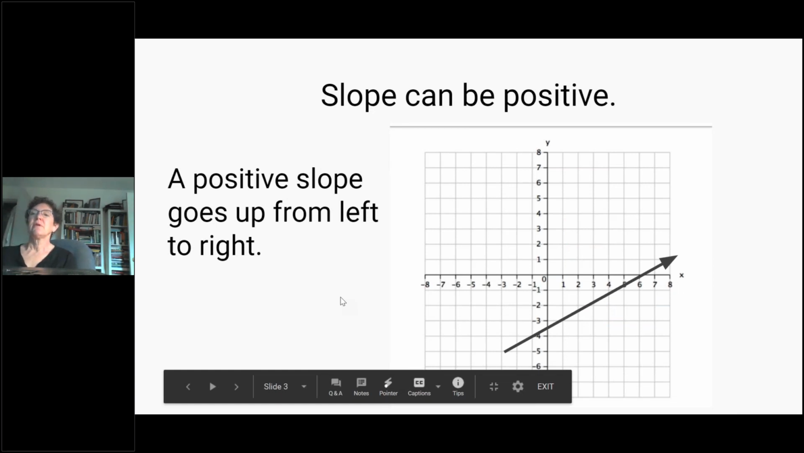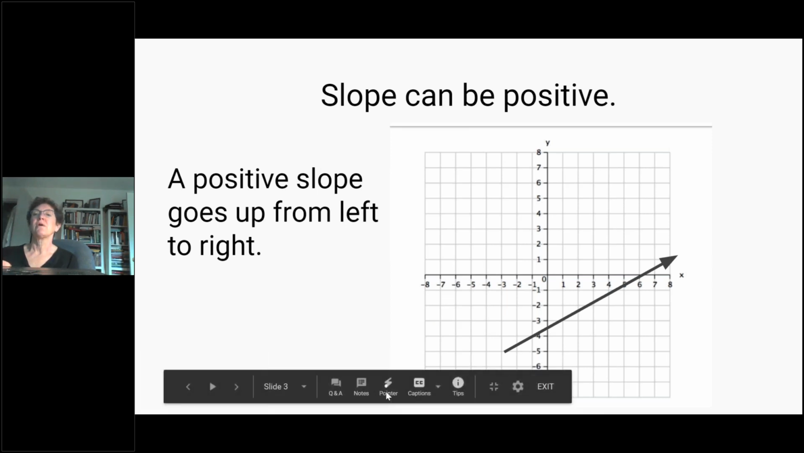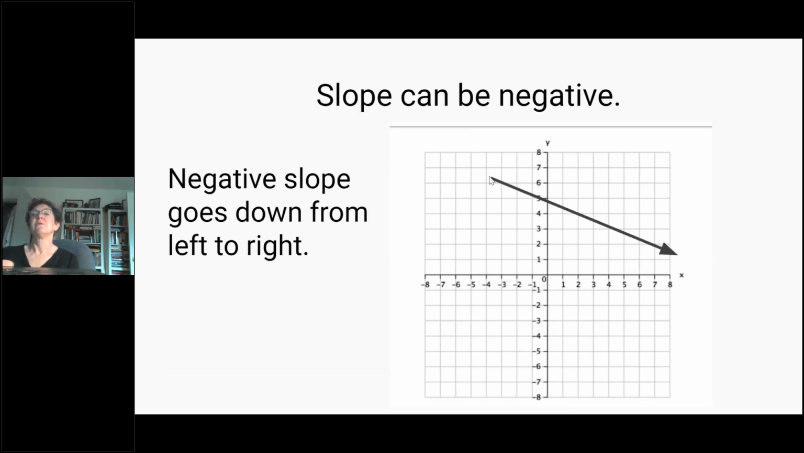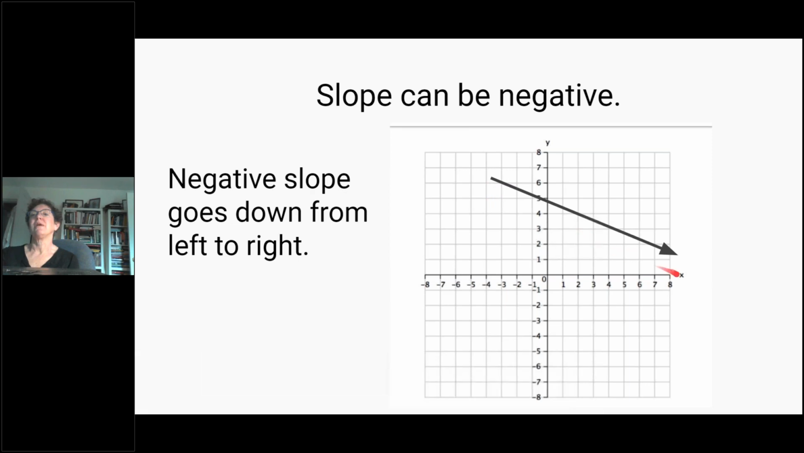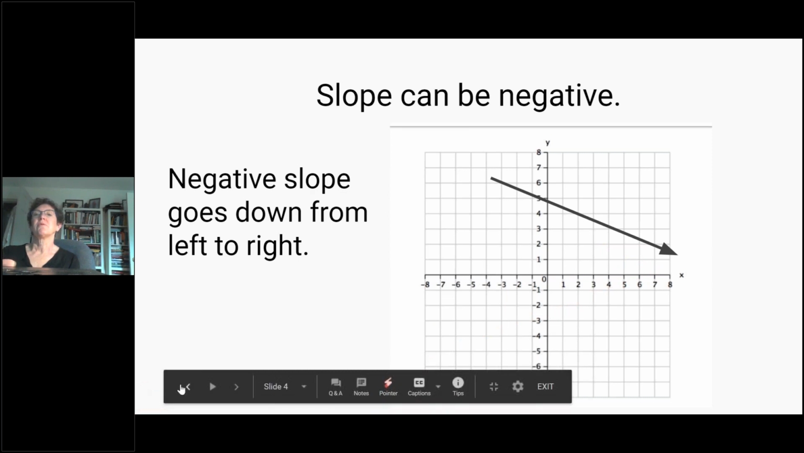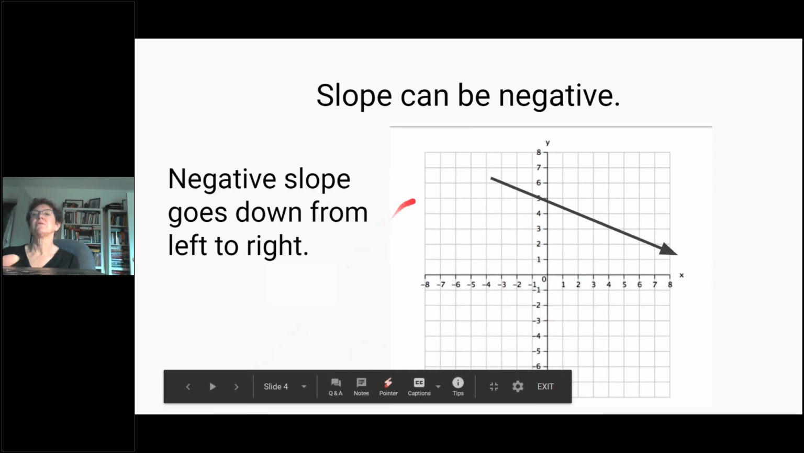Slope can be positive, and when you have a positive slope, the line goes up always from left to right. We're always looking at it from left to right as though we are reading a book, and we always read left to right. That shows you that slope can be negative. So negative slope goes down from left to right. So positive slope goes up from left to right, and negative slope goes down from left to right.